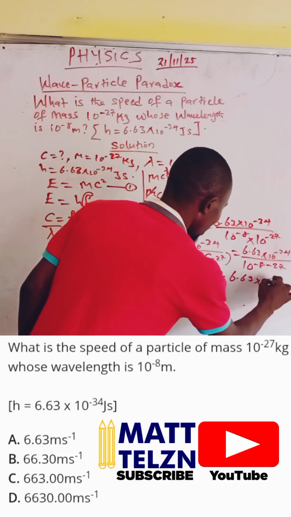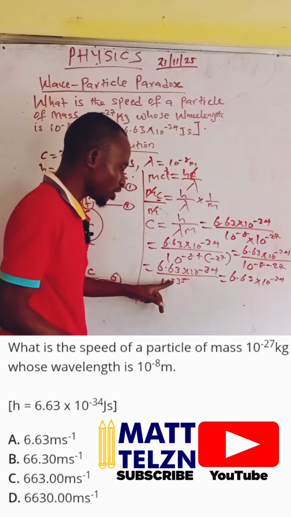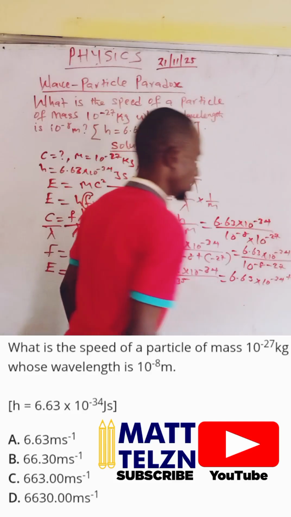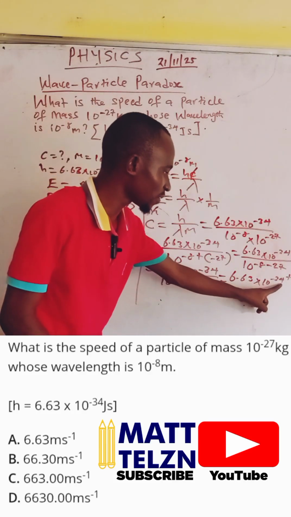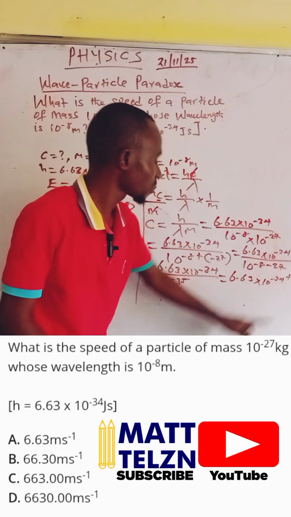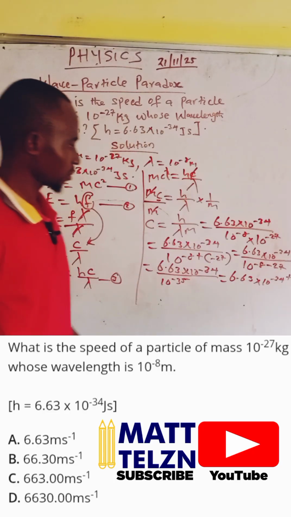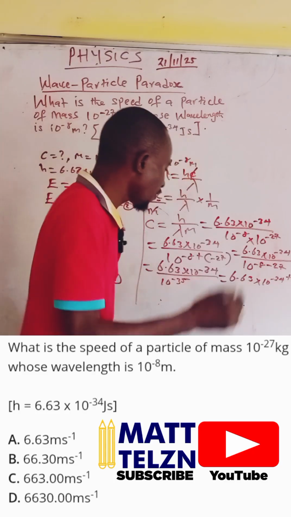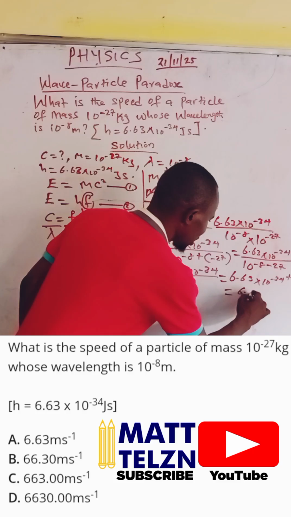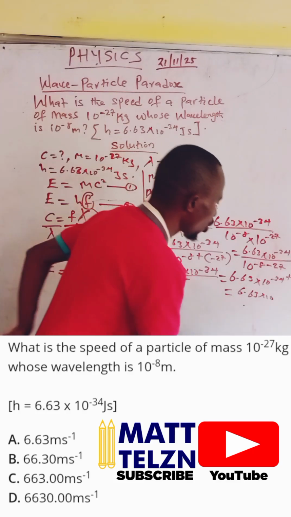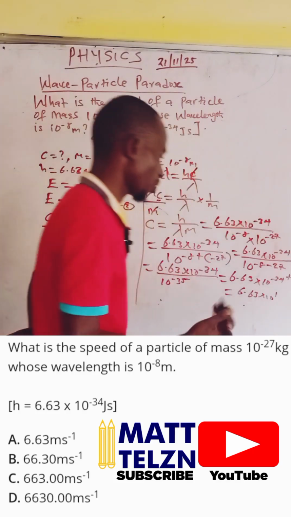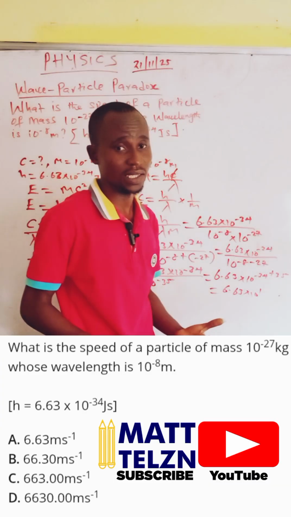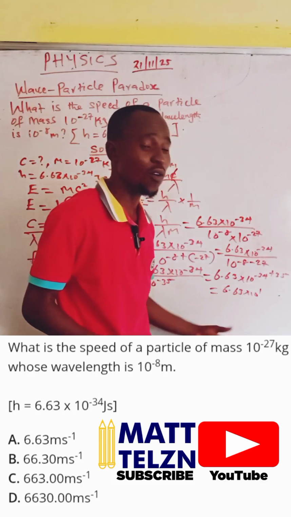So what I'm going to have is 6.63 times 10 raised to the power minus 34 minus minus 35. So that should give me plus 35, right? So minus 34 plus 35 will give me 1. So what I have here is 6.63 times 10 raised to the power of 1, right? Good. So on our law of indices, anything that raised to the power of 1 is the same thing as the number, right? So 10 raised to the power of 1 is the same thing as 10.